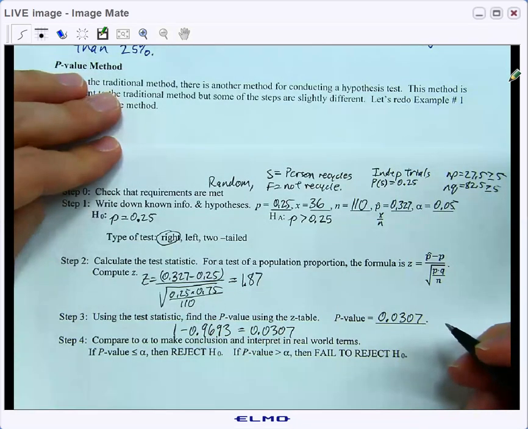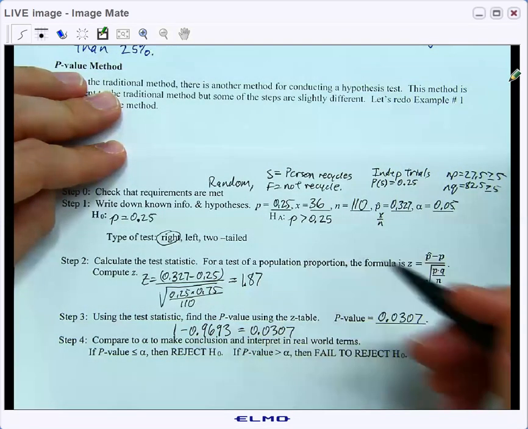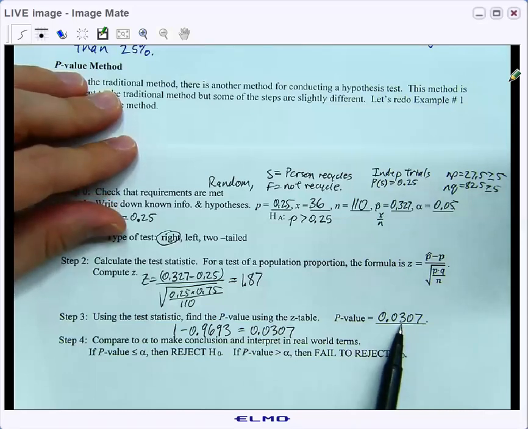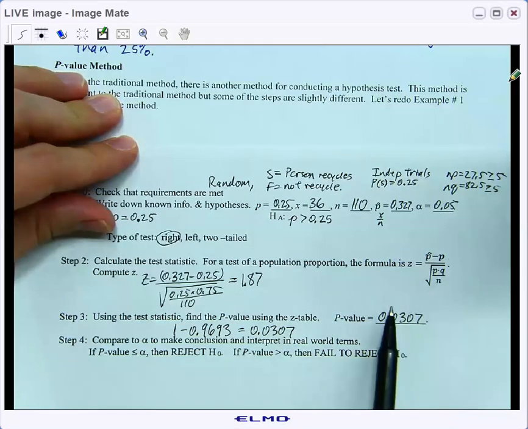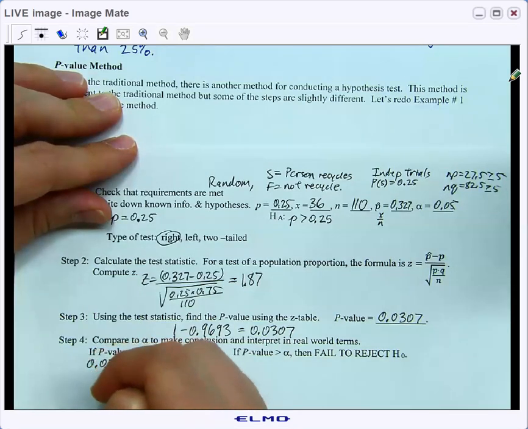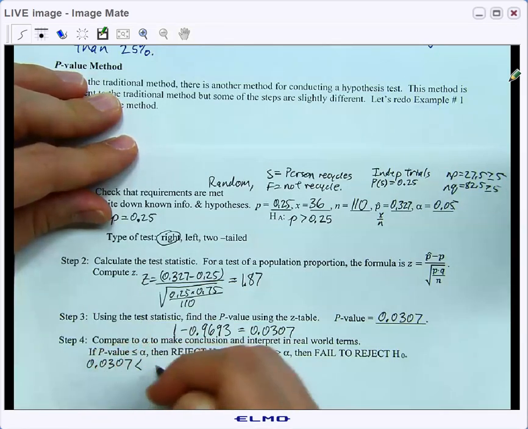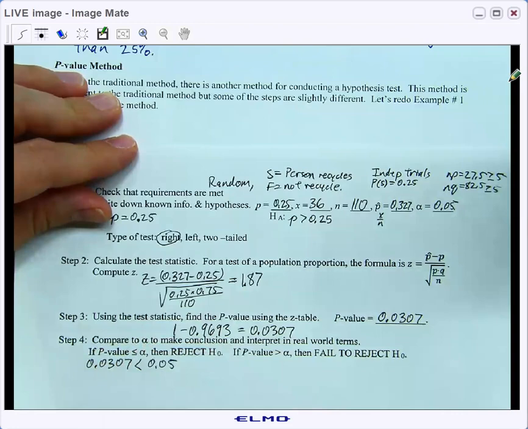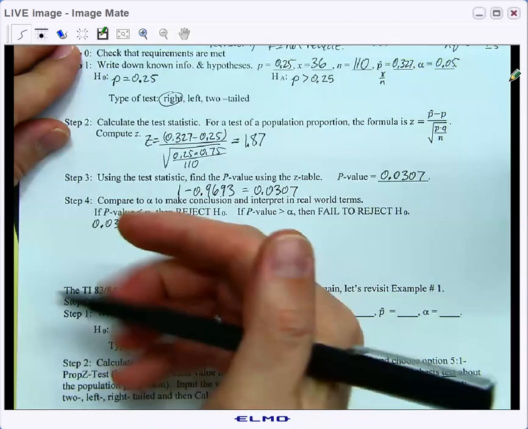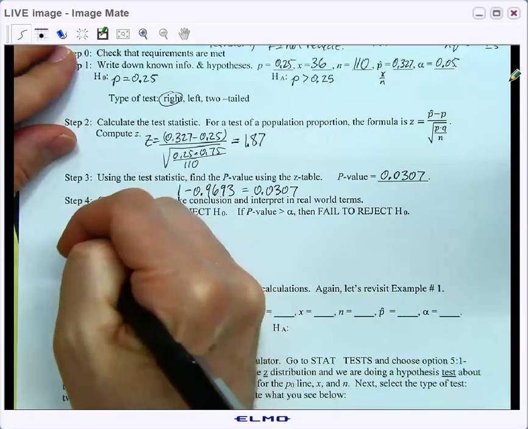So about 3%. So based on random chance, there's a 3% chance that we could get a random sample with a proportion that high just due to random chance. But that's still a pretty small number. And if we compare our p-value, 0.0307, against our alpha of 0.05, we see that it is less than. And if the p is low, the null must go. So we are going to reject H naught and write out our real world conclusion.